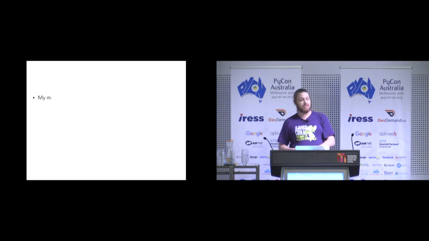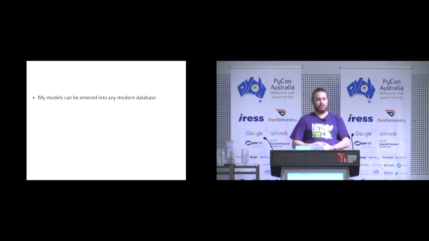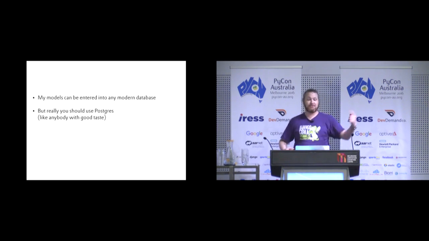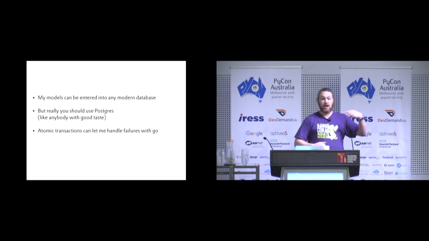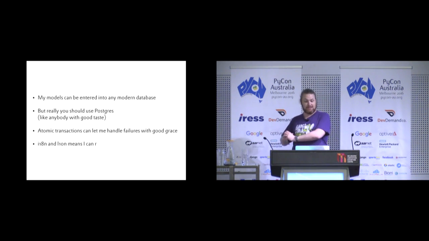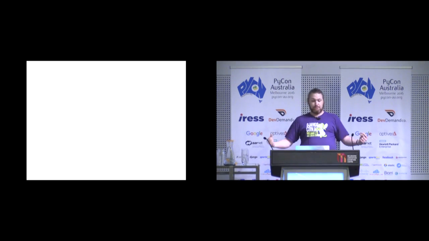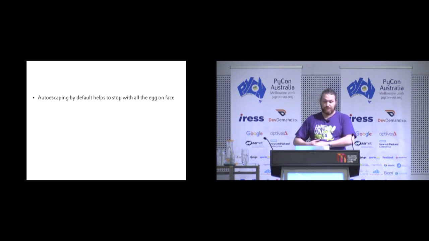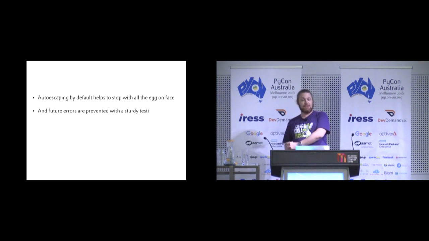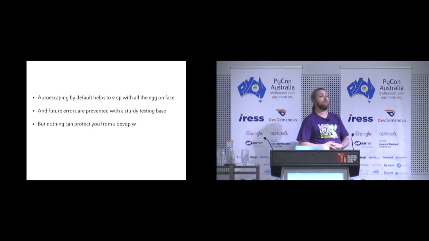My models can be entered into any modern database, but really you should use Postgres like anybody with good taste. Atomic transactions can let me handle failures with good grace. I18N and L10N means I can run it any place. Auto-escaping by default helps stop with all the egg on face, and future errors are prevented with a sturdy testing base, but nothing can protect you from a DevOps who is feeling smug.